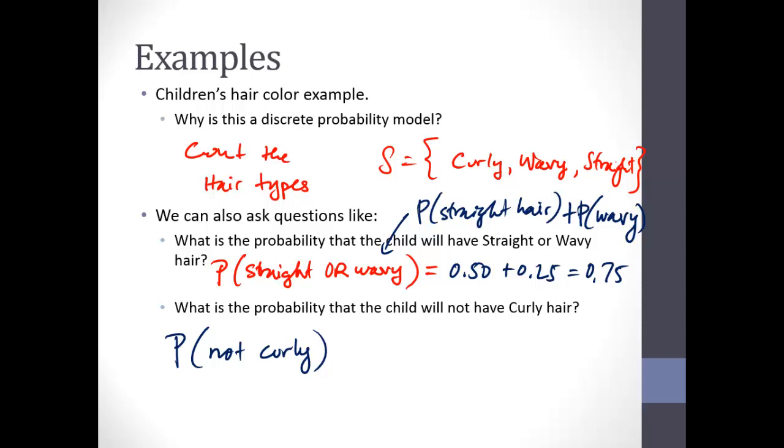Who can help me out there? Same thing, 0.75? Because that's actually the same exact question that we just asked, right? So not having curly hair means that I do have straight or wavy hair. But another way of doing this would be 1 minus the probability that I do have curly hair. So that's again 1 minus 0.25. So again, there's a couple ways you could get to that number.